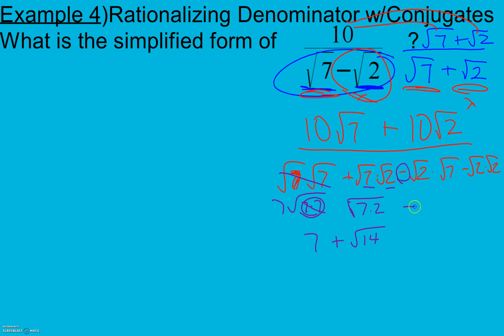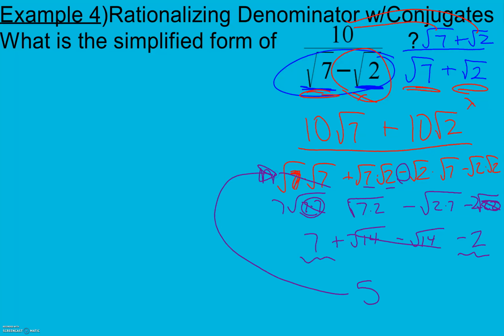Here I have a minus, so it's going to be negative square root of 2 times 7, which is still just the square root of 14. And minus, so it's going to be negative 2 times 2 in my radical. That's a pair that can come out as a 2, so minus 2. Now I'm going to combine like terms. 7 minus 2 gives me 5. And square root of 14 minus square root of 14 is 0. So all of this in my denominator is just 5.